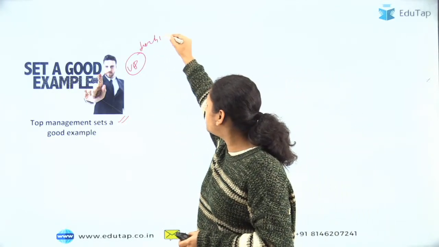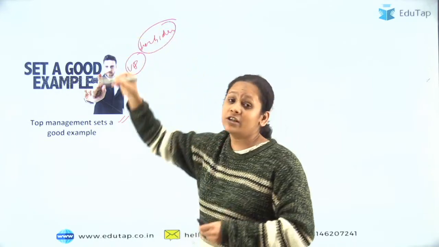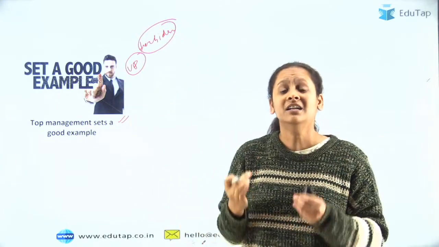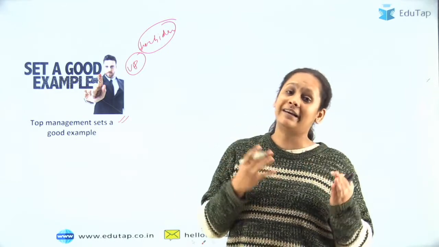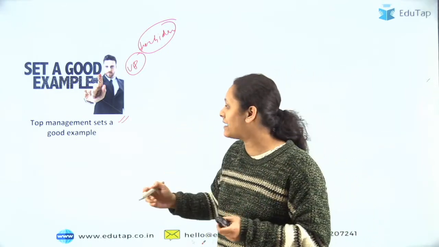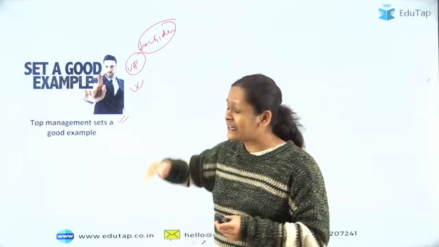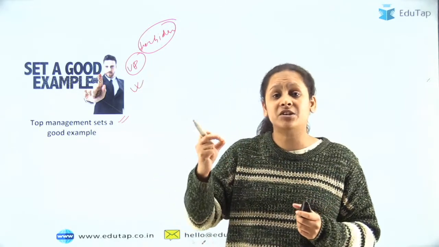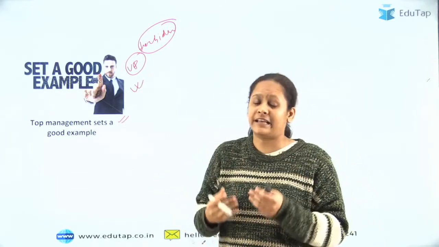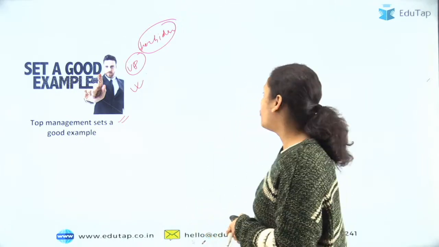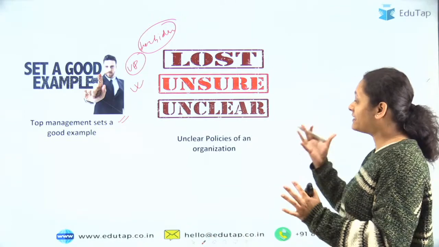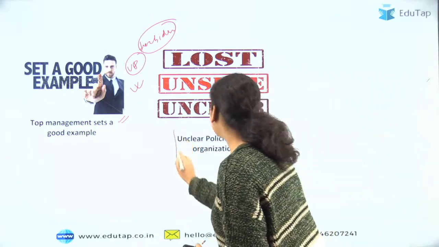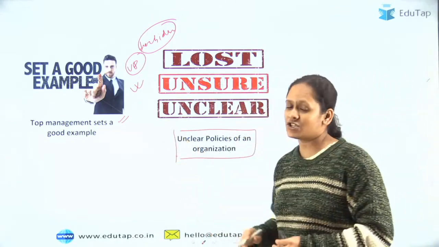what would the people in the lower order think? They will not understand the importance of ethical action, and again they'll also follow the same lines. So it depends on the top management how they portray ethics as a whole. Okay? What is the next reason? The next and the last reason for ethical conflict is unclear policies of an organization.